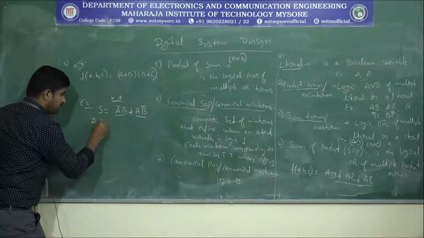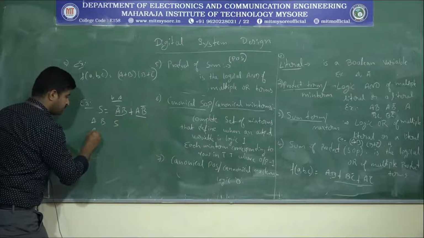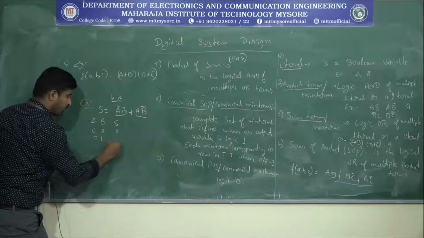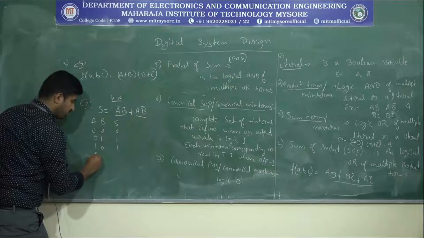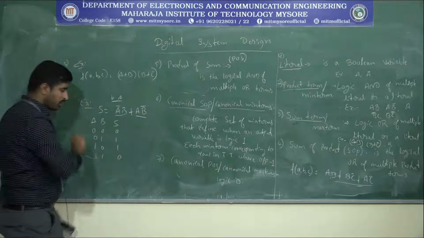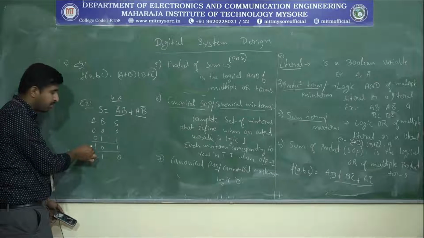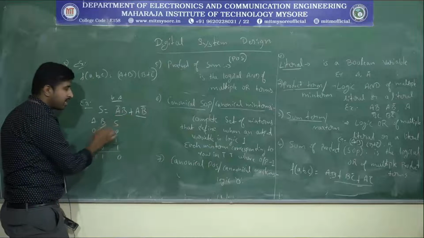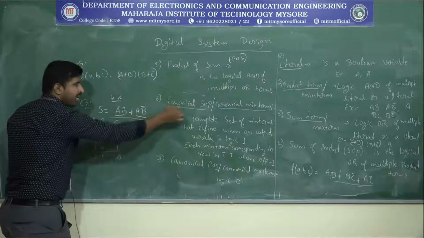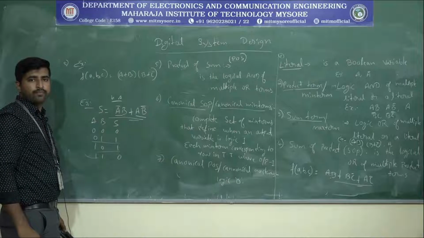So A B sum: 0 0 0, 0 1 1, 1 0 1, 1 1 0. Because only when the logic is 1, we have taken the corresponding rows of the truth table, and those min terms are represented. That is the canonical SOP.